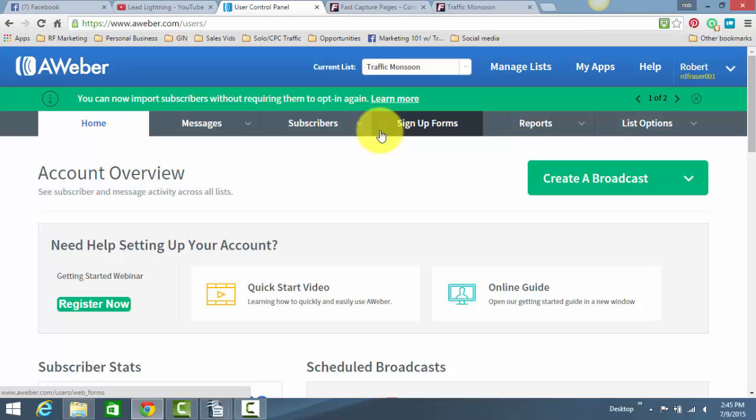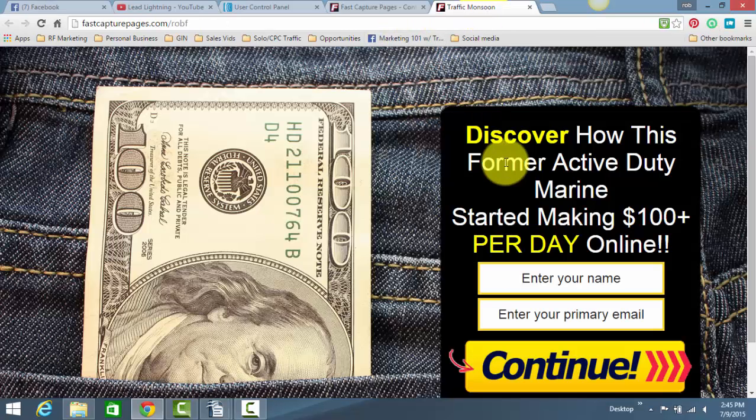Now, Aweber is an autoresponder. Now, the number two thing I will highly suggest you get, especially if you want Traffic Monsoon referrals, is this thing. It's called Fast Capture Pages. This right here is an example of a capture page that I've created with this system. Very easy. The only thing I had to do was really just type up something here, and I made it personal.